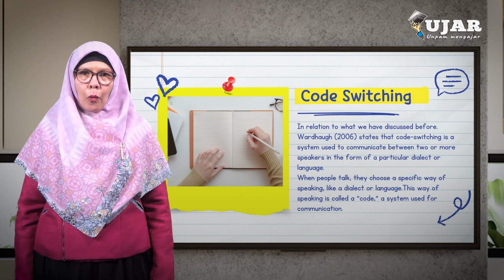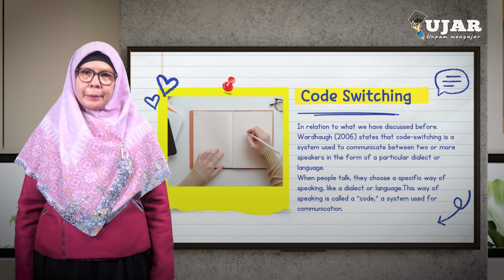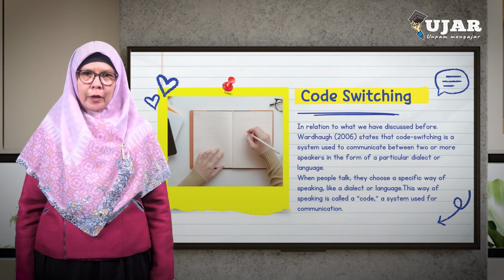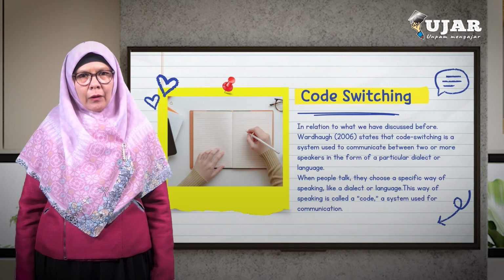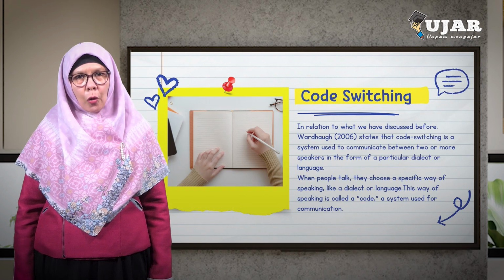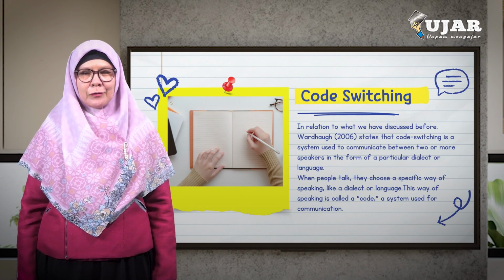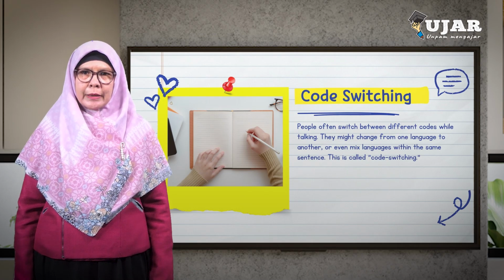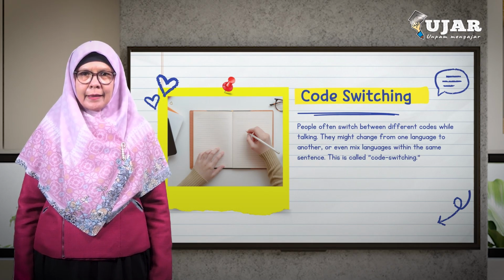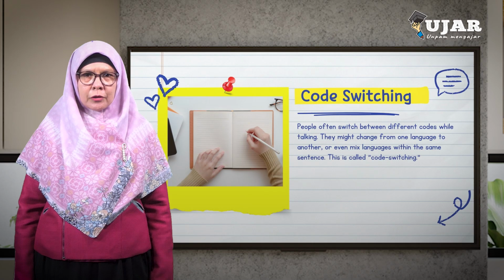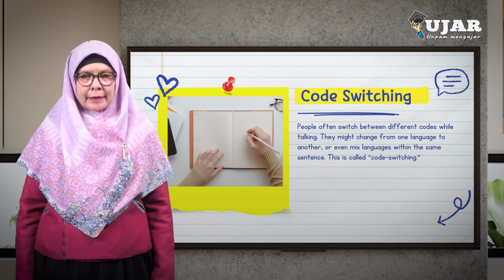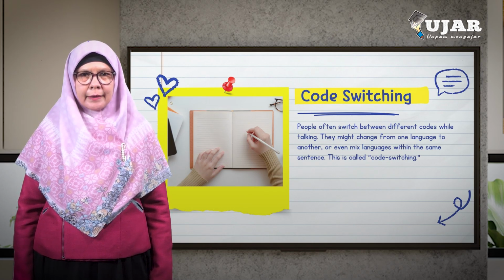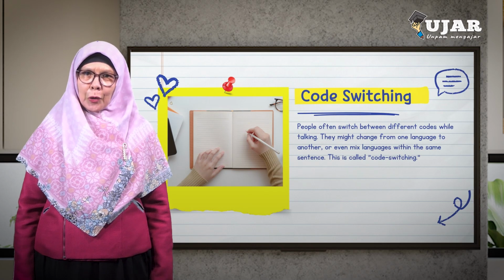When people talk, they choose a specific way of speaking, like a dialect or language. This way of speaking is called code, a system used for communication. People often switch between different codes while talking. They might change from one language to another, or even mix languages within the same sentence. This is called code switching.